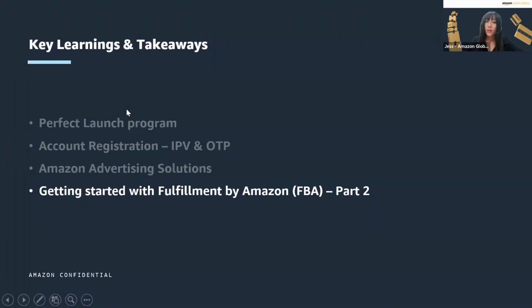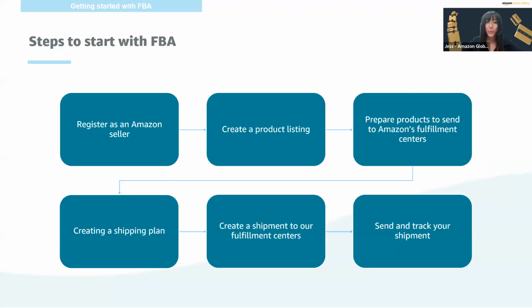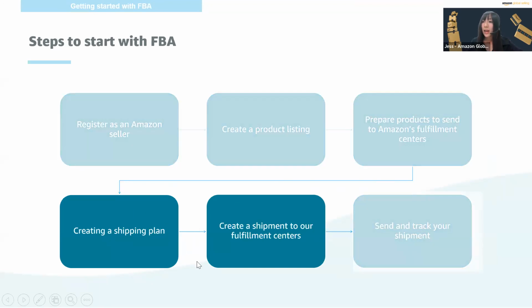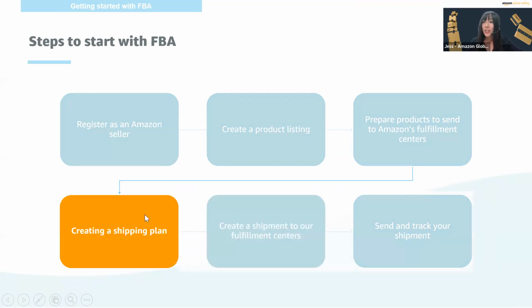Right, so for my last part for today, which is part 2 of getting started with FBA. I've already covered this before in part 2. And to get started at FBA, there are 6 steps. We have covered account registration and creating listings in part 1, product prep in part 2. So today I will cover how to create a shipping plan as well as creating a shipment to Amazon's fulfillment centers. So let me start with creating a shipping plan.